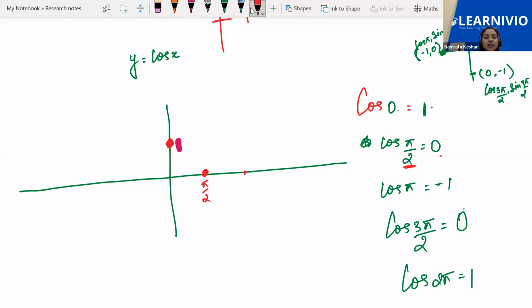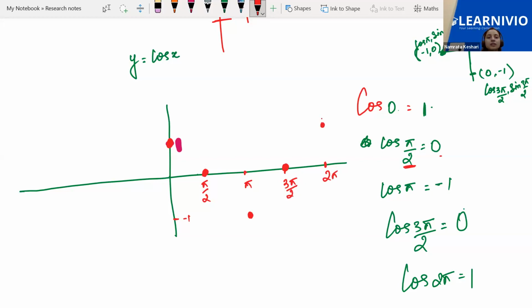Now when x is pi, then y is negative 1, somewhere here. Yes or no, Ali and Alina? When x is 3 pi by 2, then y is 0, so somewhere here on the x-axis. Are you getting it, Ali and Alina? When x is 2 pi, then y is 1.